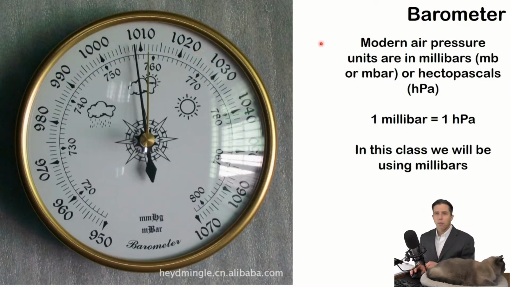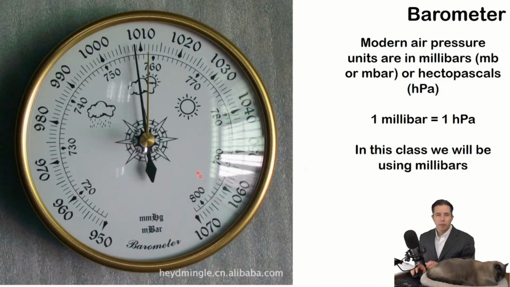A more modern unit that we use, besides inches, is something called millibars. Sometimes that's abbreviated MB, or sometimes MBAR. And then there's another one called hectopascals, HPA. This gets really confusing, and I don't want to get too deep into this. A millibar and a hectopascal are the same thing. They're just different units. In this class, I'm just going to be using the word millibar.